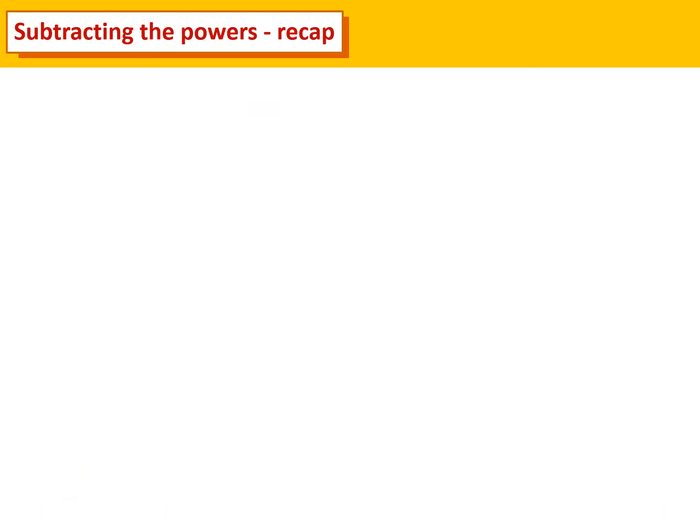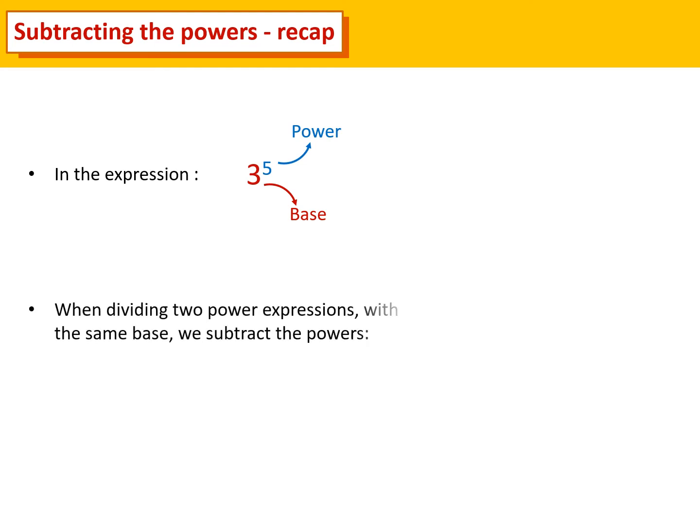Let's put all this together then with a recap. In the expression 3 to the power of 5, 3 is the base and 5 is the power. When dividing two expressions with the same base, we subtract the powers. So the answer to this example would be 5 to the power of 3.